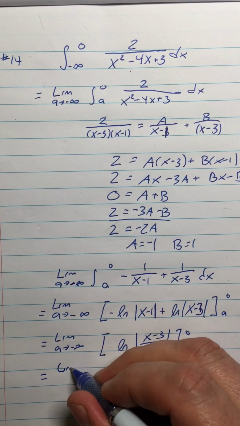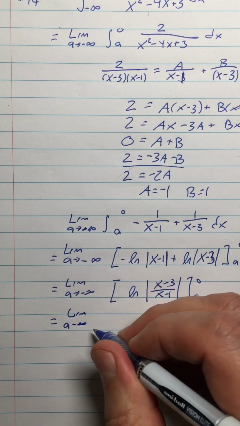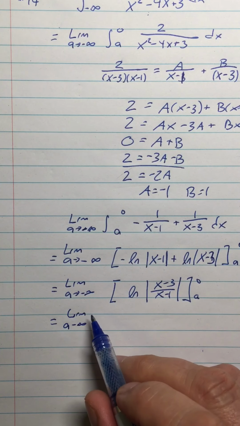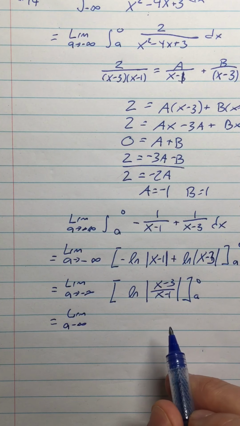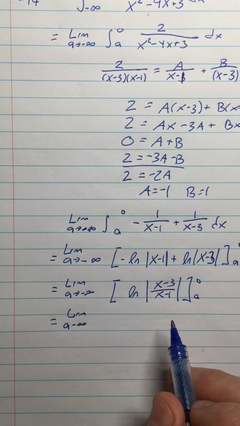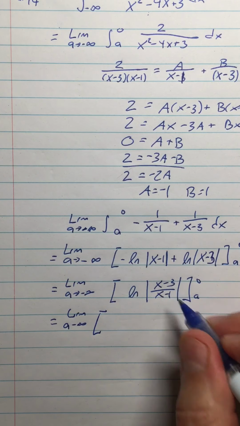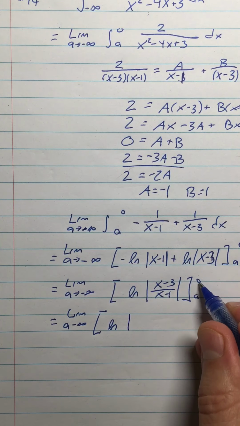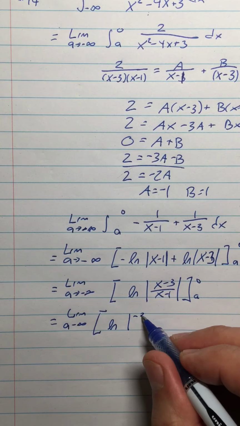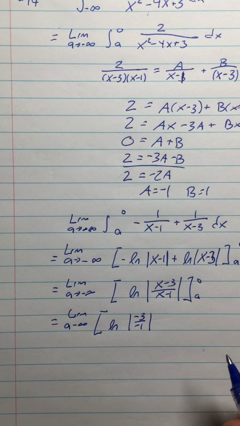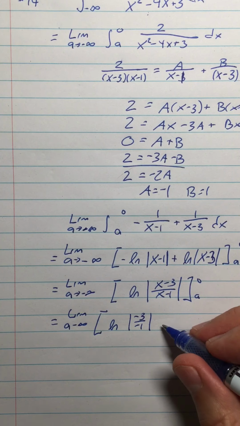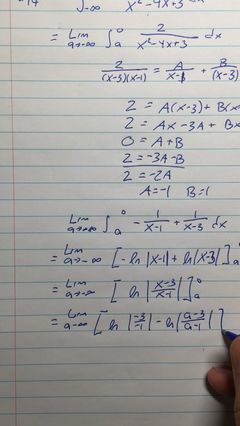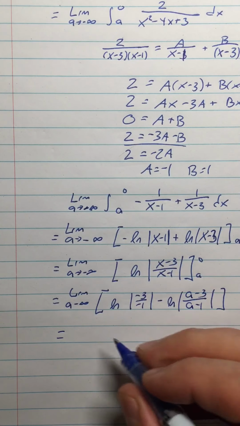So then this equals the limit as a approaches negative infinity of, when I put in the upper limit 0, I'm going to get ln of the absolute value of negative 3 over negative 1. That turns out to be just ln of 3. And that's what I get when I plug in the 0. Now I'm going to plug in the a and have ln of absolute value of a minus 3 over a minus 1. I probably could have done this in one step, but I forgot what I was doing.